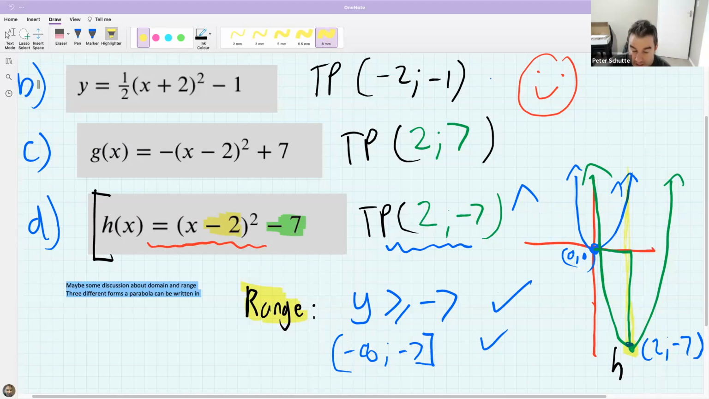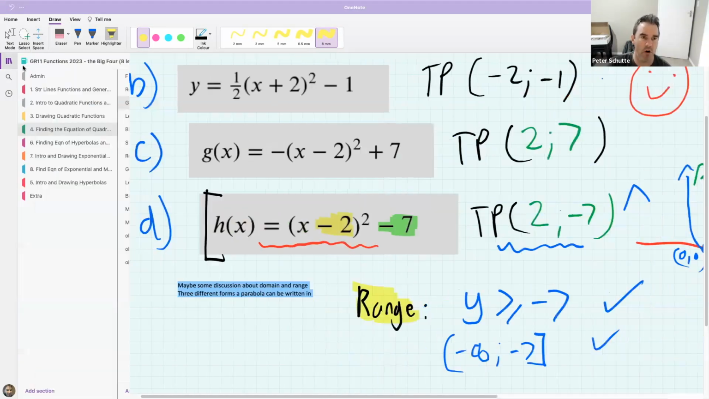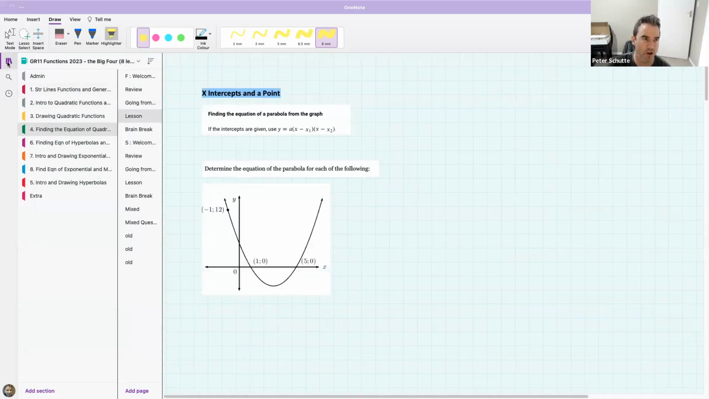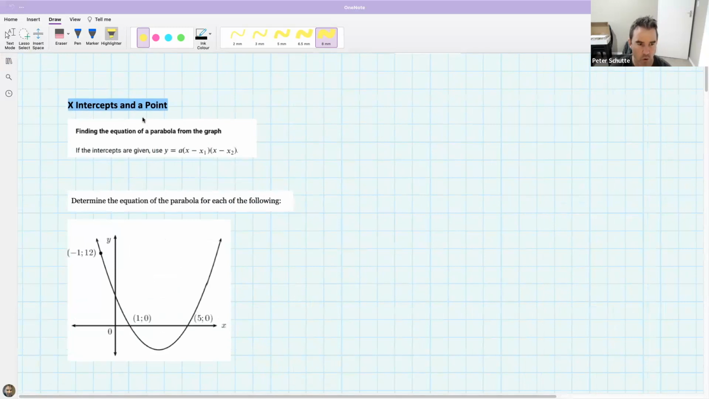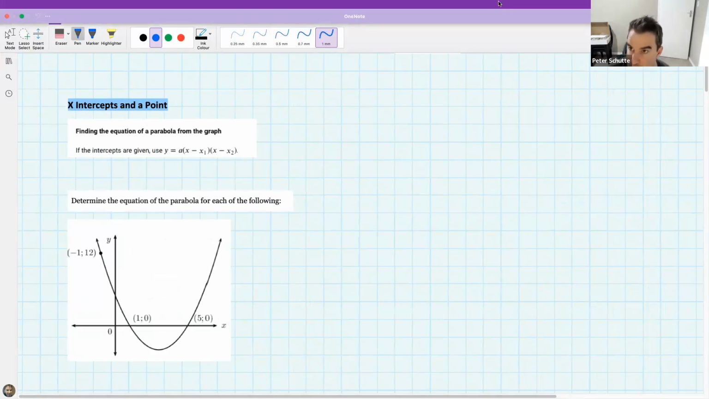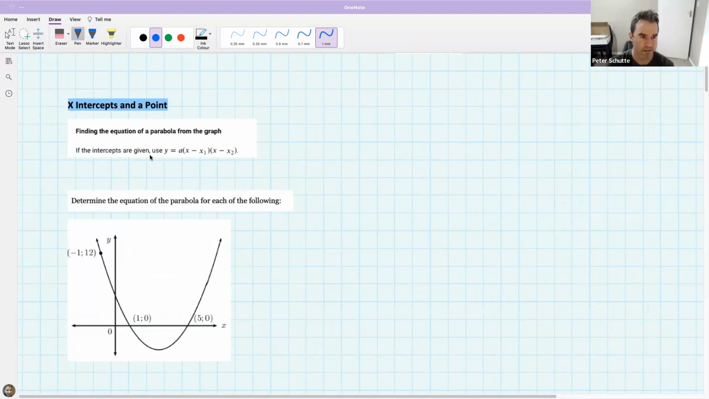Okay, everyone, you've done really well. I want to move on to the next part of the lesson. So here is the process for finding the equation of a parabola. I'm going to do an example, and then you are going to mimic me. It says here, determine the equation of the parabola for each of the following. I'm given 2 points over here, which are the x-intercepts, and I'm given another point which is on this parabola.